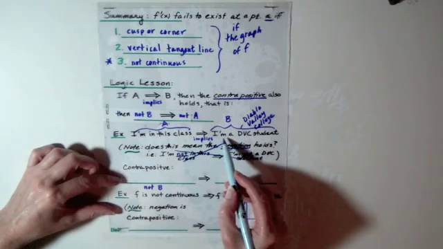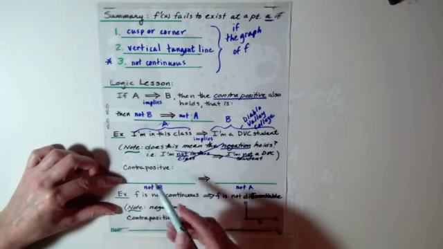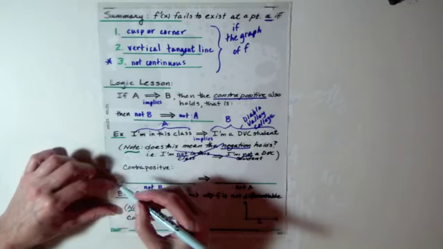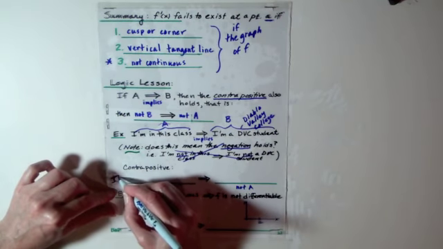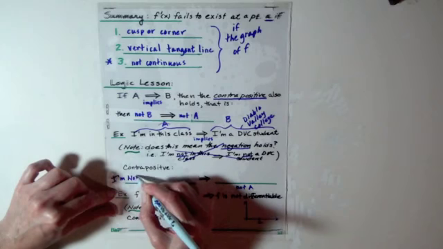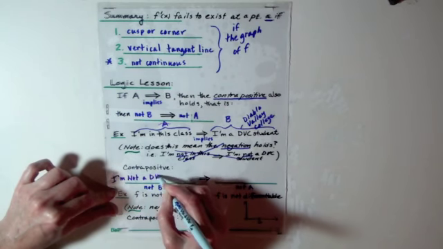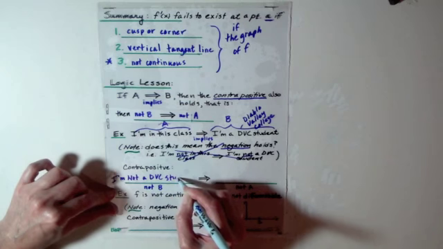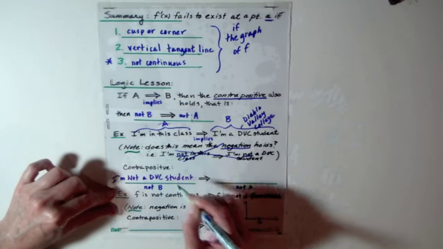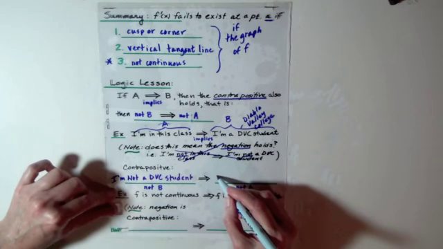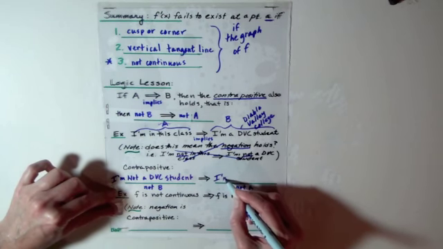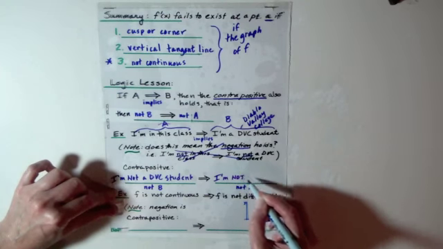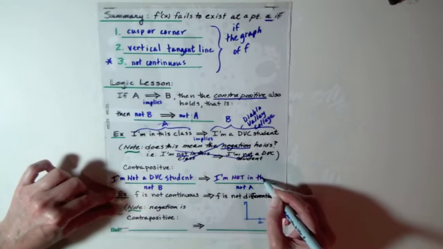Well, here's B: I'm a DVC student. Let's write the opposite of that. So I'm not a DVC student. And would that imply that you are not in this class? I'm not in this class.